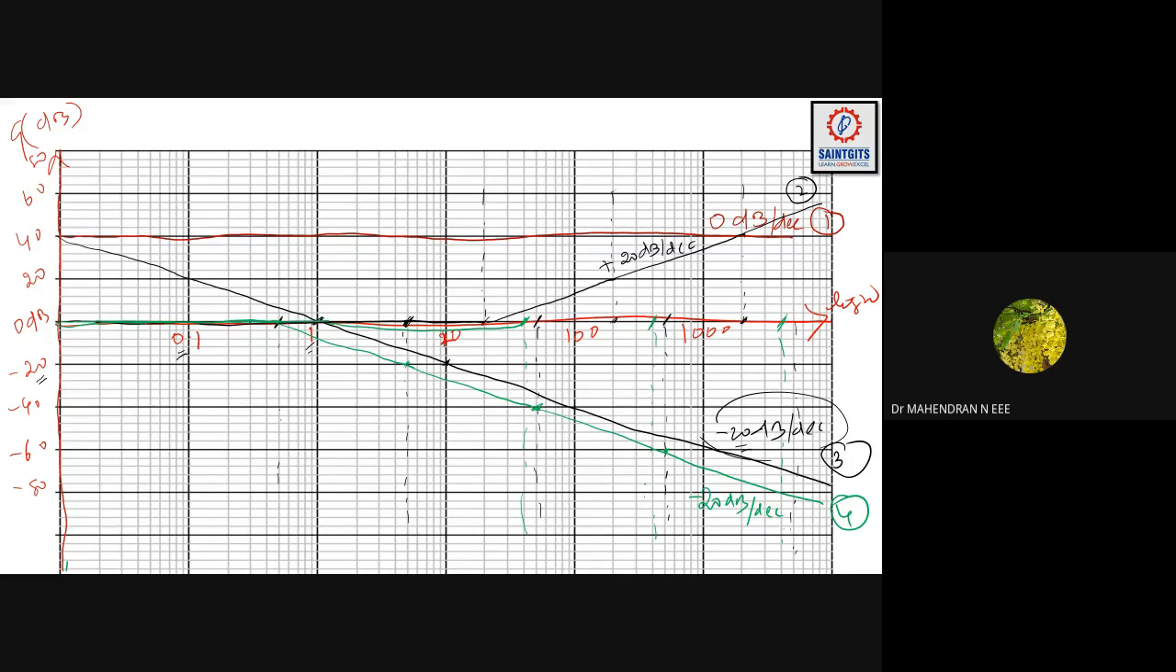Okay, and it is crossing here, and it will be crossing here. Okay, and this is also minus 20 dB per decade, and this is your fifth term. Am I right? So now we have drawn the magnitude plot for all the 5 functions. Now we have to combine all the plots.